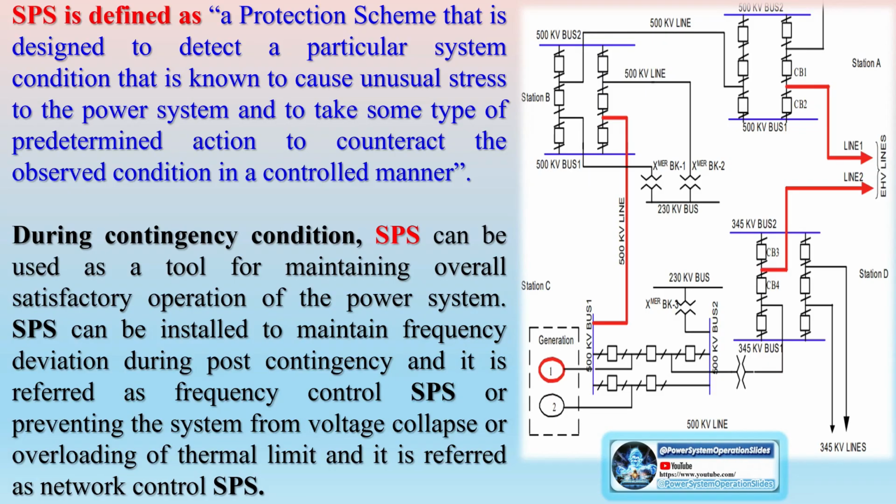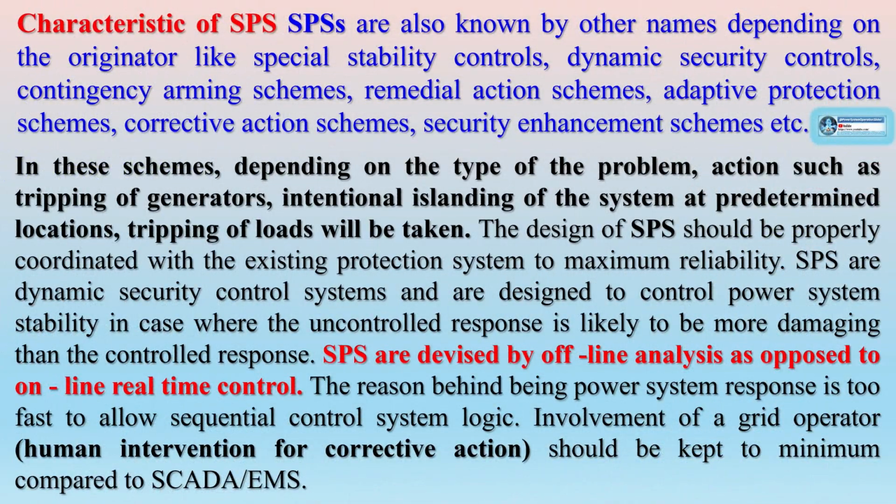During contingency conditions, SPS can be used as a tool for maintaining overall satisfactory operation of the power system. SPS can be installed to maintain frequency deviation during post-contingency, and it is referred to as frequency control SPS, or to prevent the system from voltage collapse or overloading of thermal limit, and it is referred to as network control SPS.